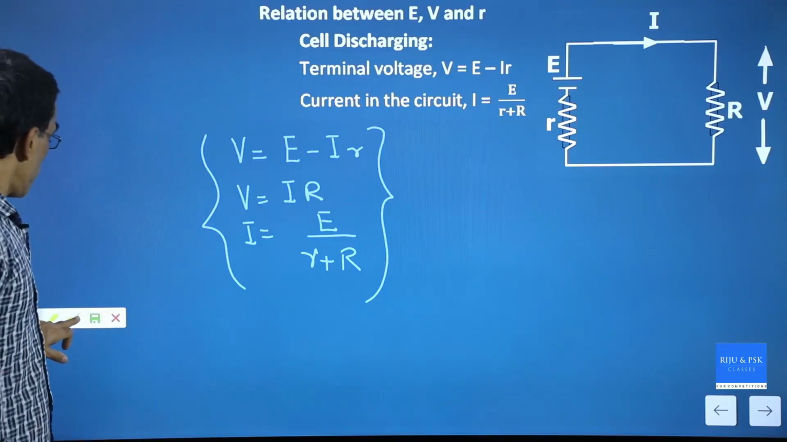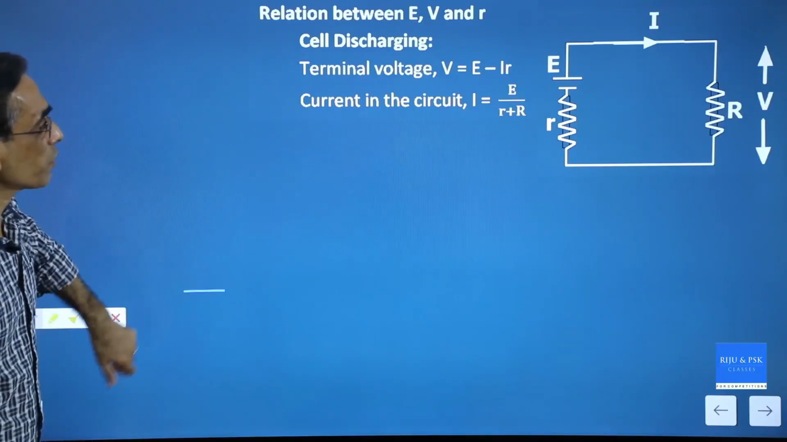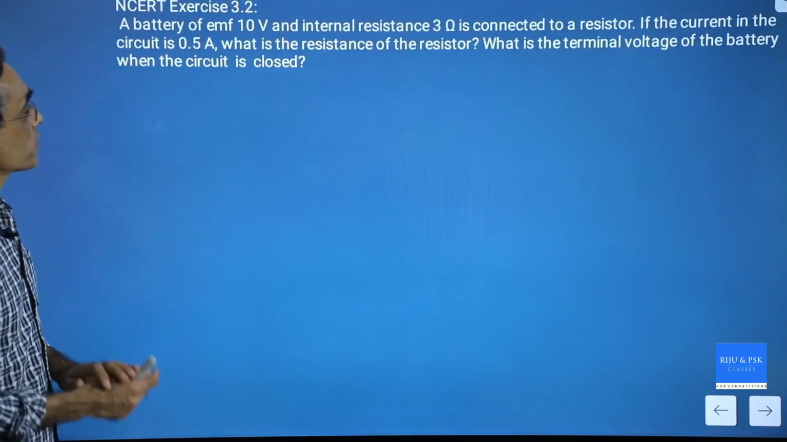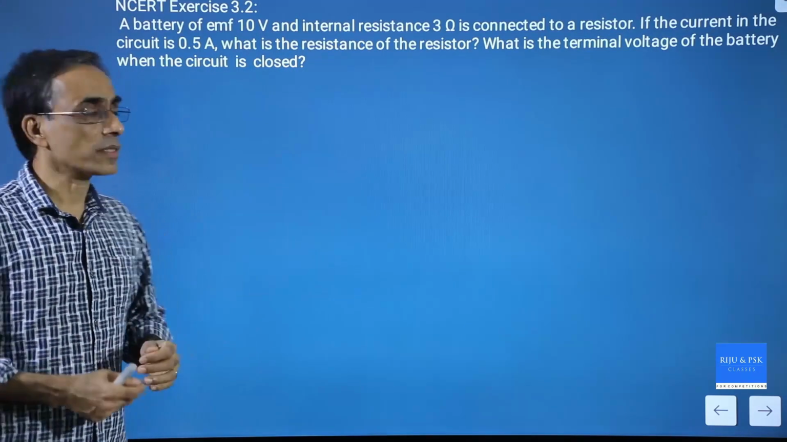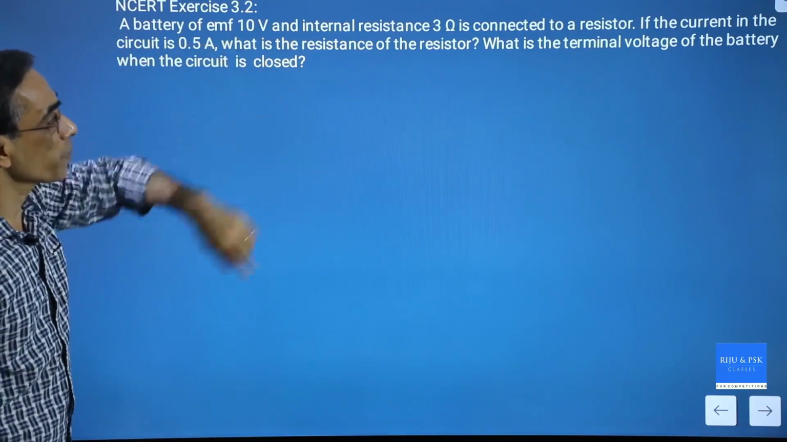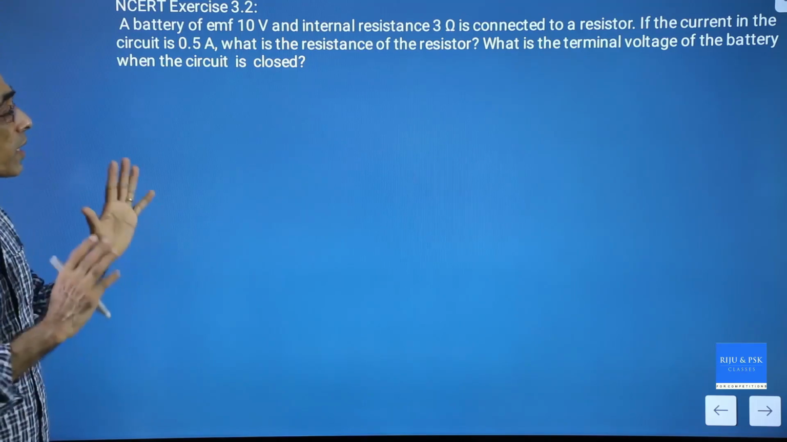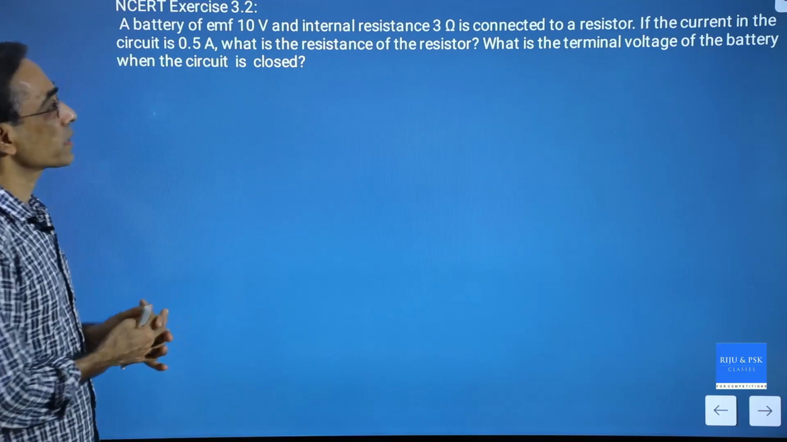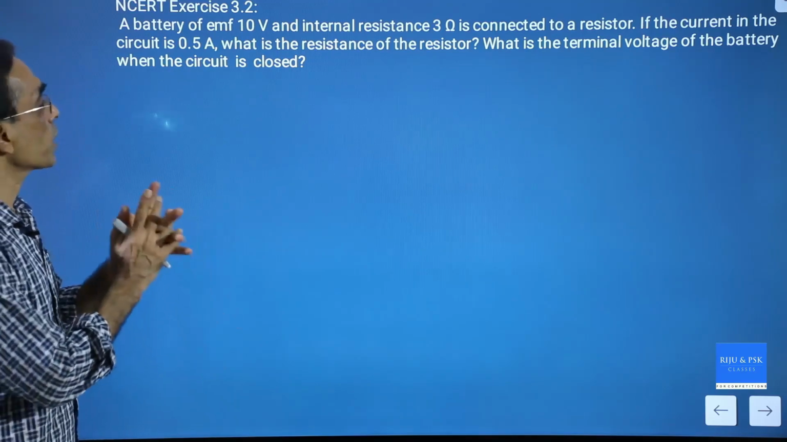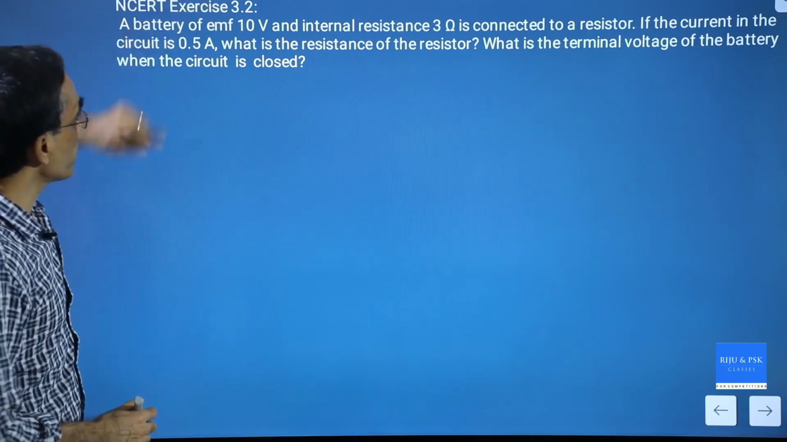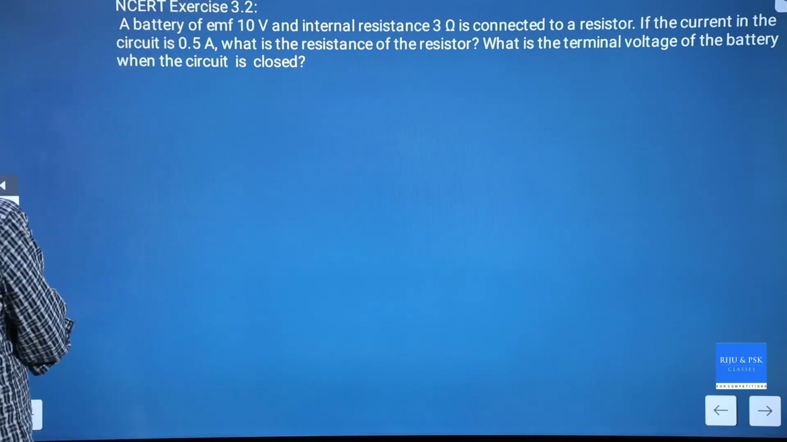Okay. Let's go further. NCERT exercise. What is given? A battery of EMF 10 volt and internal resistance 3 ohm is connected to a resistor. If the current in the circuit is 0.5 ampere, what is the resistance of the resistor? What is the terminal voltage of the battery when the circuit is closed? A battery of EMF 10 volt. See how to handle this.